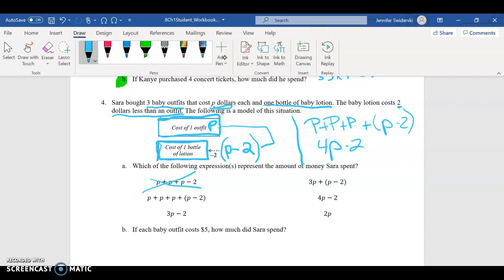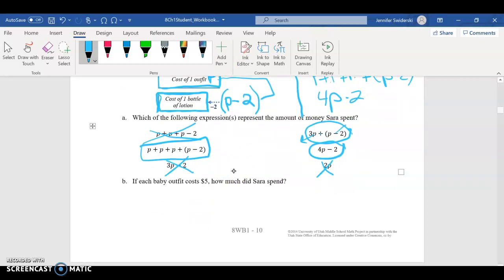Okay, this one underneath will work. 3P minus 2 does not work because it's actually 4P. 4P minus 2 would work. This one right here would work because here are my 3 outfits, and then here's my bottle of lotion. This bottom one would work when you combine your like terms, and this last one would not work. So now they want to know if P equals 5, how much did Sarah spend? Go ahead and try that one on your own.